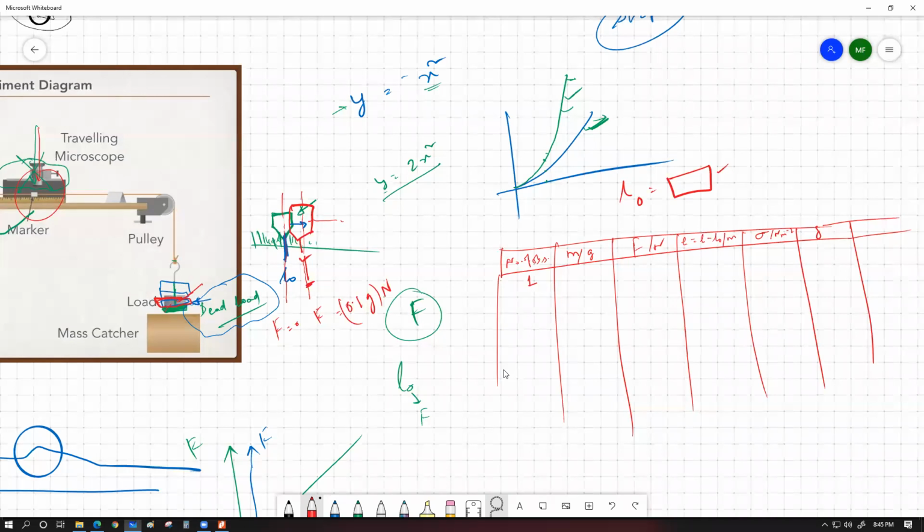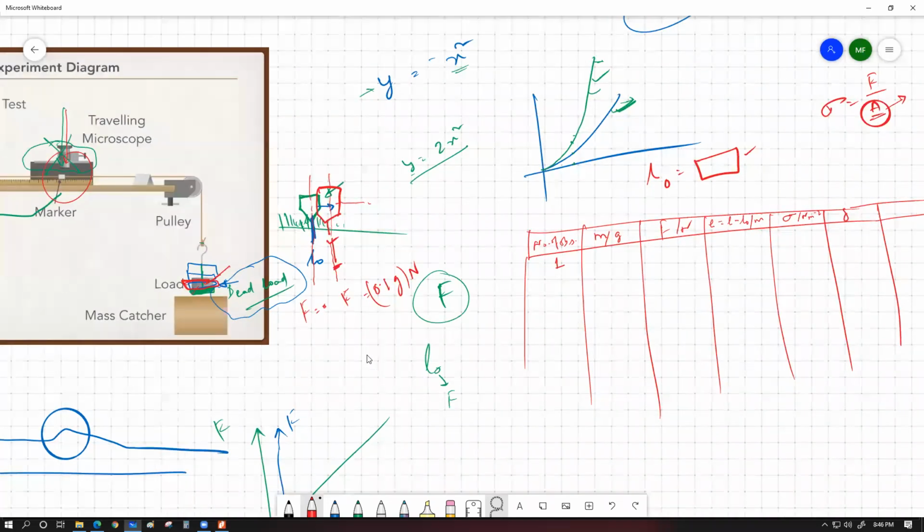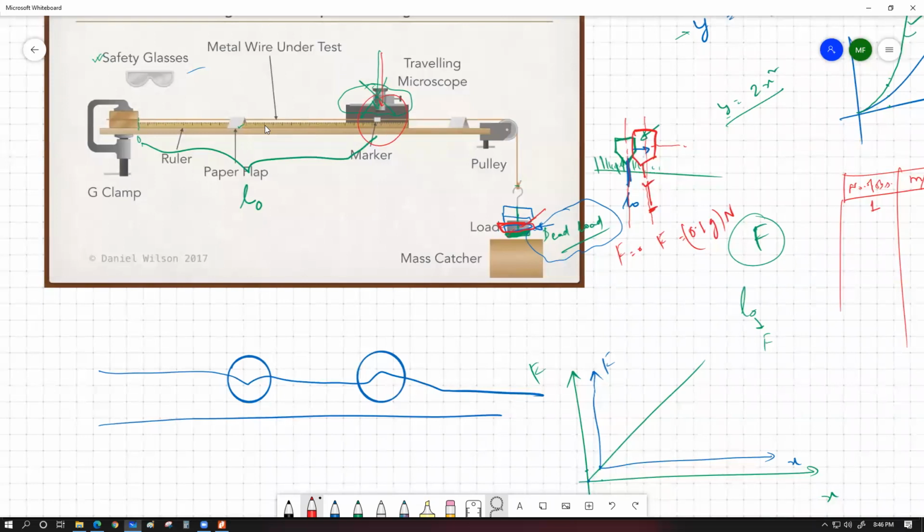And also one more thing, if you're trying to calculate the sigma over here, have a look. Sigma is given by what? Force over area, cross-sectional area. So to calculate this stress value, we have to have a number for cross-sectional area. So how do we calculate that? Before we attach the wire within this contraption, we should use the micrometer screw gauge to measure the diameter of this wire in multiple different locations. So we should take at least 3 diameter readings.